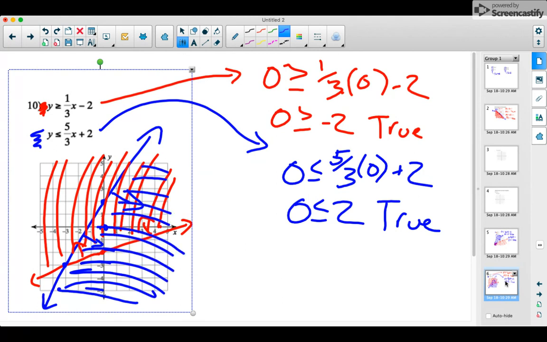Once I've done that, I take a minute and I see, where did I shade both red and blue? Wherever that happened is where my solution is. So in this case, it would be right here. Shading both of those colors in there.